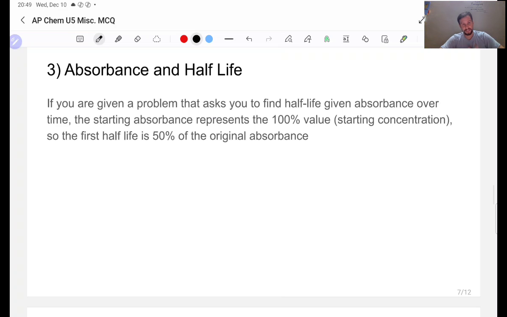Okay, other things, I think the rest of the list is easier. Absorbance and half-life. If you're trying to calculate half-life given absorbance, whatever the starting absorbance is, consider that 100%. So then look, what's 50% of that starting absorbance? And that length of time will tell you what the half-life must be.